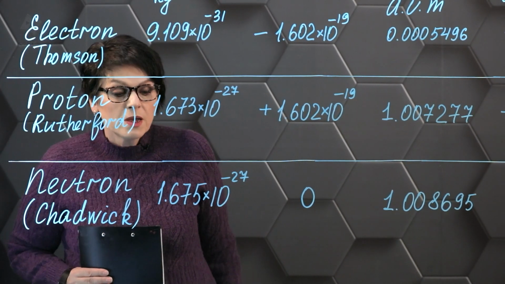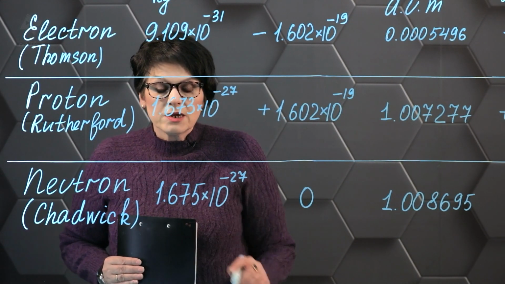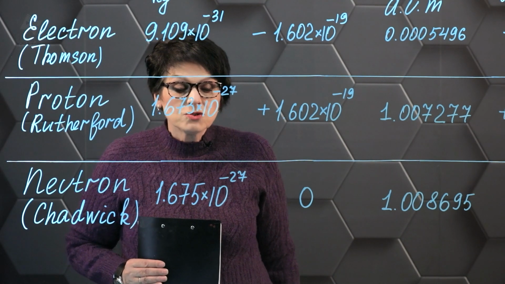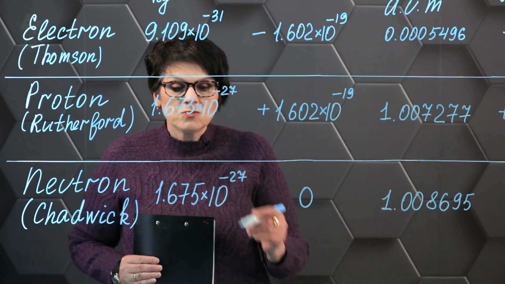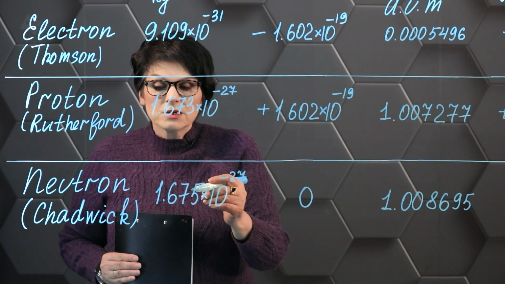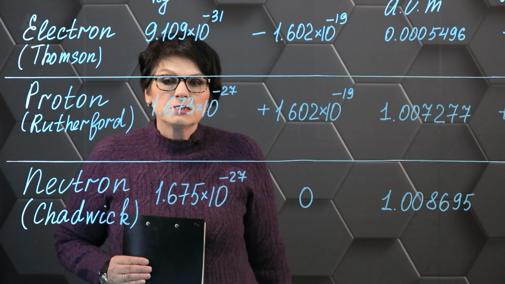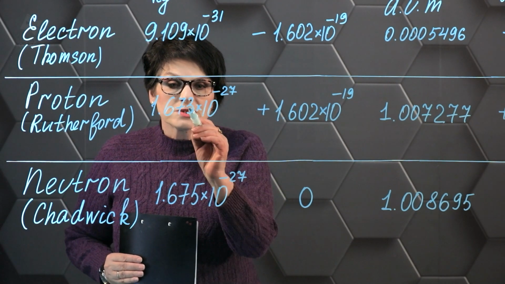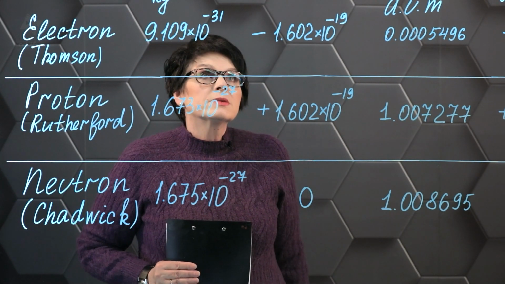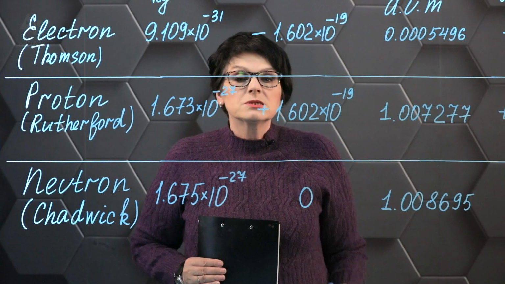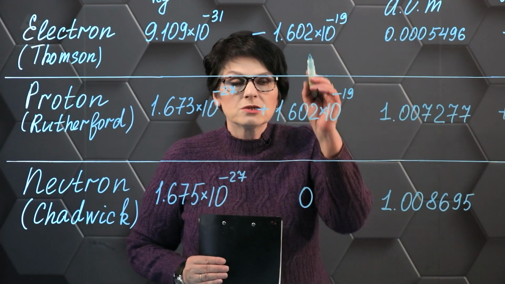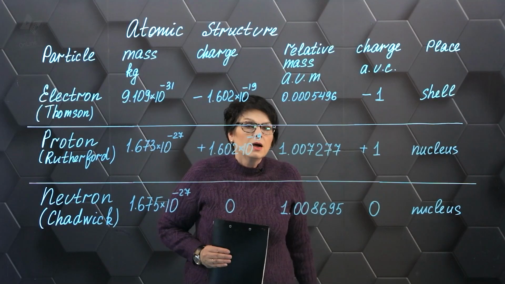This particle was discovered by Chadwick. Its mass is 1.675 times 10 minus 27. That is, the mass of the proton and the mass of the neutron are about the same, differing only in the last sign. Then the charge of this particle is zero, unlike the proton and electron.